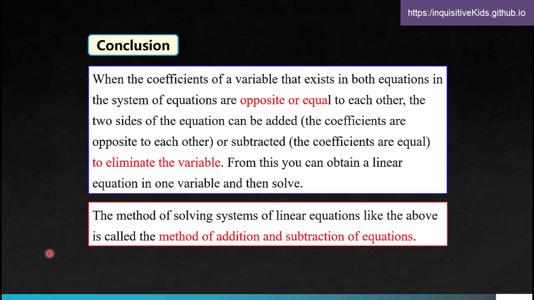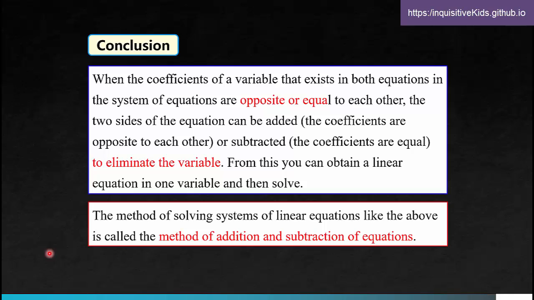When the coefficients of a variable that exists in both equations in the system of equations are opposite or equal to each other, the two sides of the equation can be added if the coefficients are opposite, or subtracted if the coefficients are equal, to eliminate the variable. From this, you can obtain a linear equation in one variable and then solve.